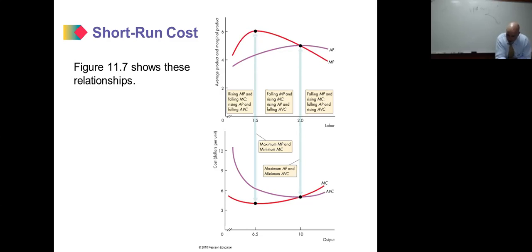Now on the lower level, it shows the average variable cost curve. Output increases to 6.5 sweaters per day. Marginal product falls and marginal cost rises. But average product continues to fall.